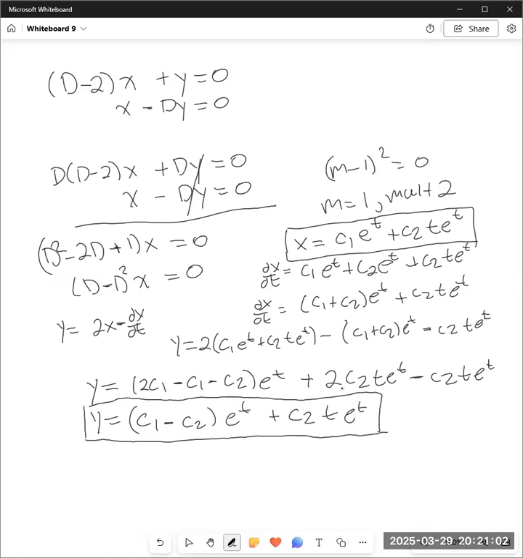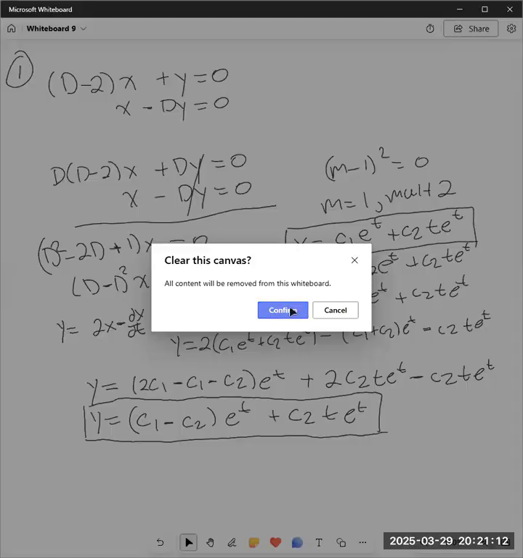That was number 1 from the textbook. Now let's go ahead and look at number 3 from the textbook. dx/dt is equal to negative y plus t. dy/dt is equal to x minus t.